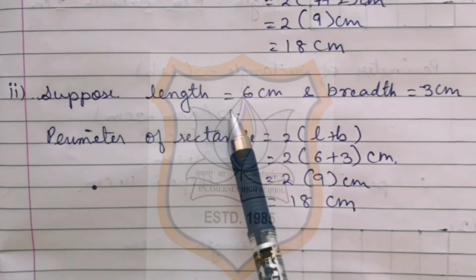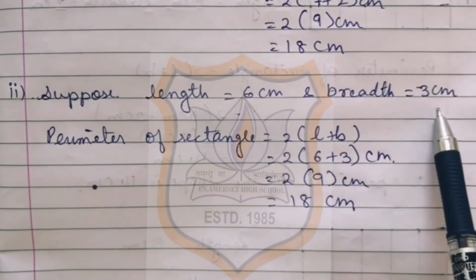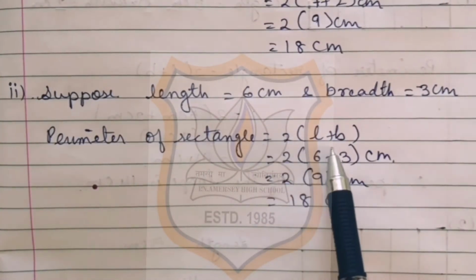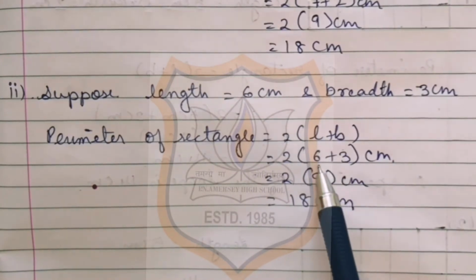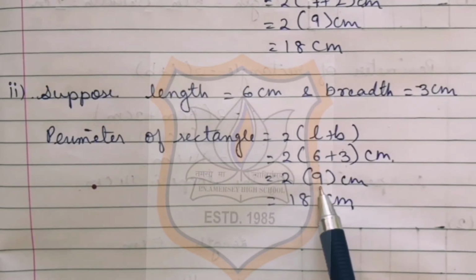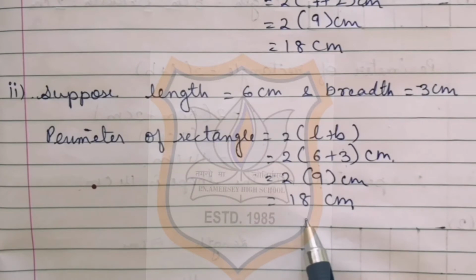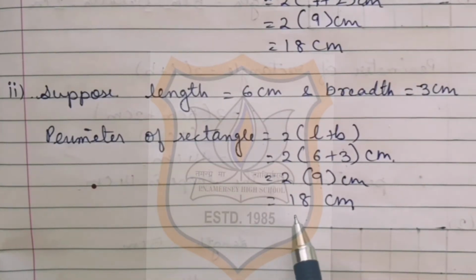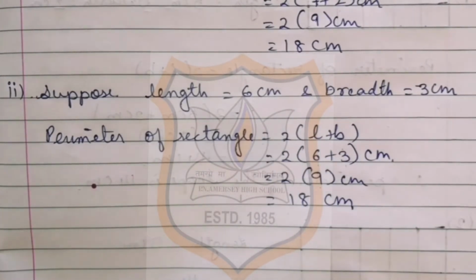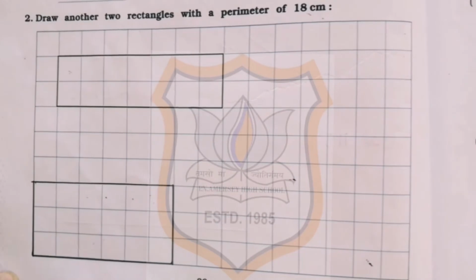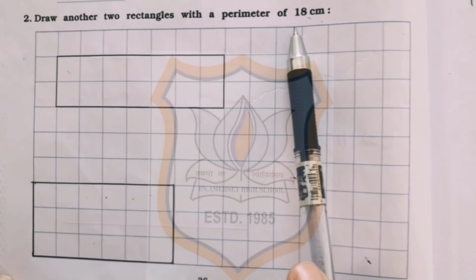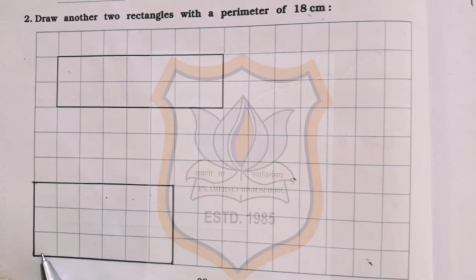Suppose we take length equal to 6 centimeter and breadth equal to 3 centimeter. The perimeter of the rectangle is equal to 2 times length plus breadth. In the place of length we will write 6 and in the place of breadth we will write 3. 6 plus 3 is equal to 9. By multiplying 9 and 2 we get 18 centimeter. So we can draw a rectangle with length 6 centimeter and breadth 3 centimeter. So in this way we will draw another rectangle with perimeter 18 centimeter, with length 6 centimeter and breadth 3 centimeter.